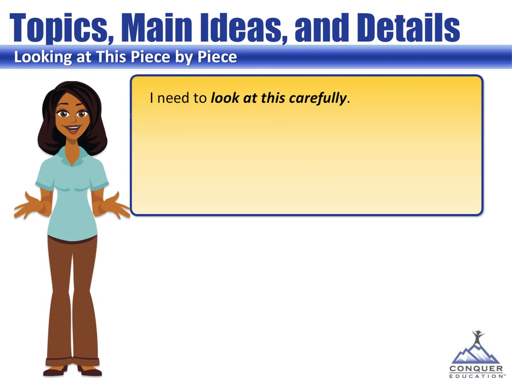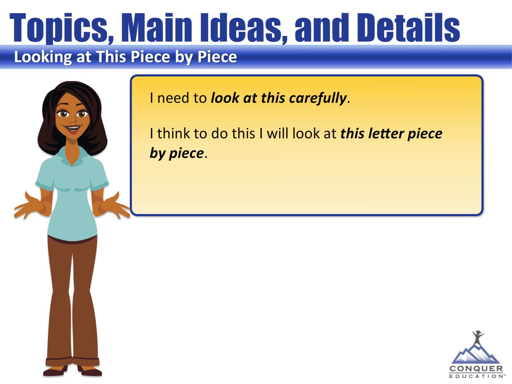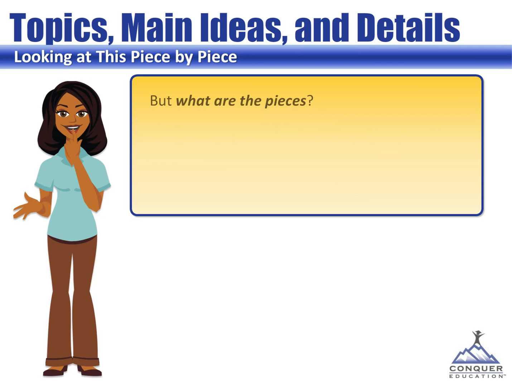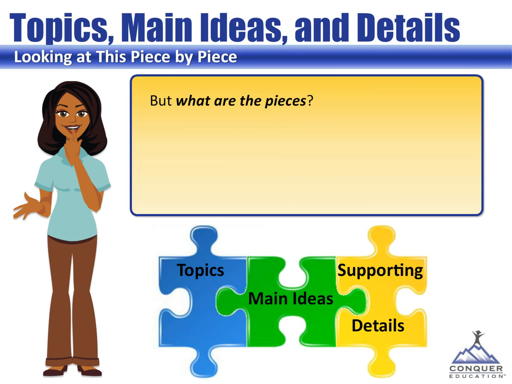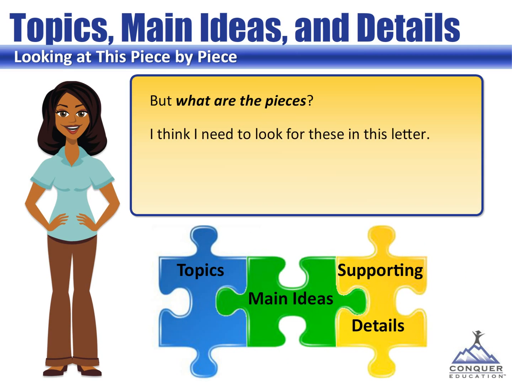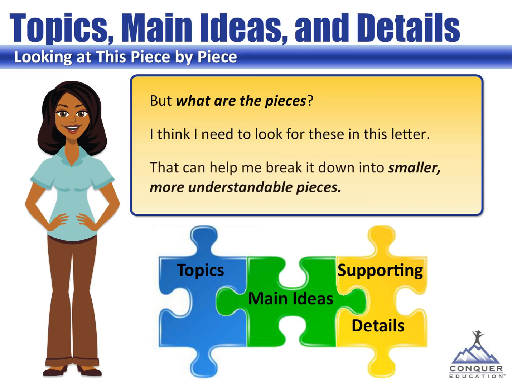I need to look at this carefully. I think to do this, I will look at this letter piece by piece. Trying to understand it all at once is too much. But what are the pieces? In school, I've learned to look at pieces of writing in terms of topics, main ideas, and supporting details. I think I need to look for these in this letter. That can help me break it down into smaller, more understandable pieces.